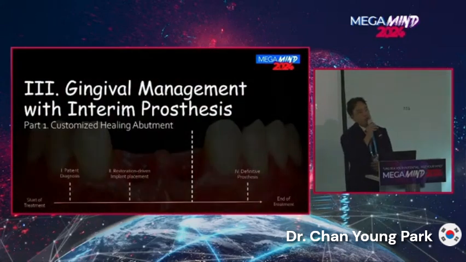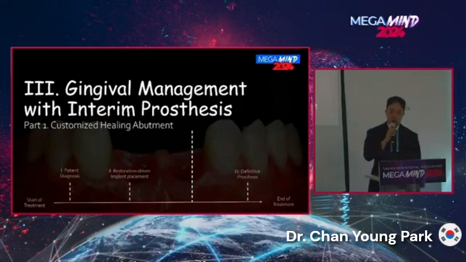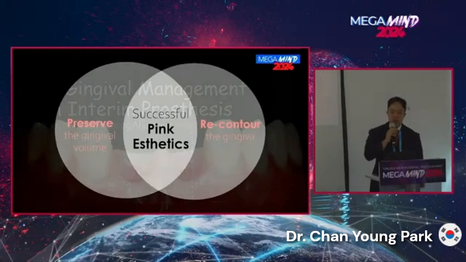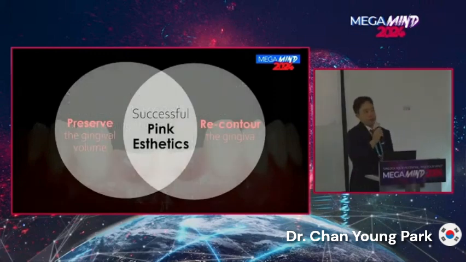So the next step is managing the gingiva, first part using the customized healing abutments. Now, for successful pink aesthetics, it is important to preserve the gingival volume as much as possible while aesthetically recontouring the gingiva by prosthetic means.